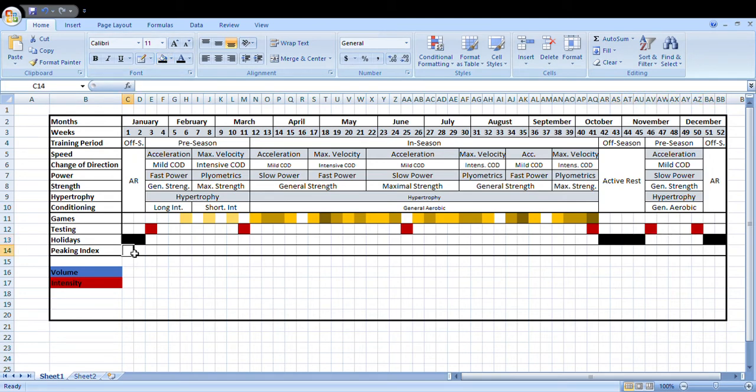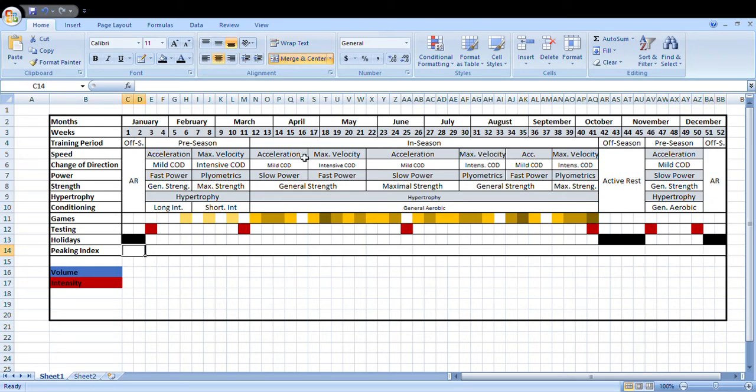And then the last thing is the peaking index, and essentially that's a theoretical number or index to get an idea of where the athletes are going to be at their best and when they're not going to be at their best. So we can get an idea of how we're going to perform.